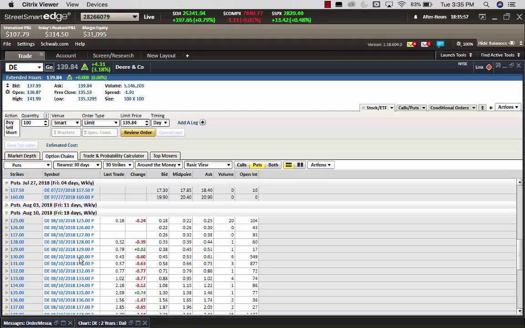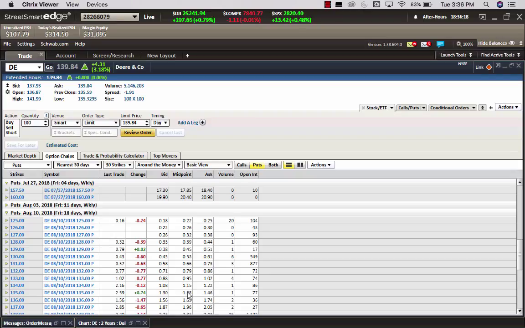So this is nice. At 130, we could get paid about 53 cents. So 10 contracts, we get paid $530. And I'd probably put a stop loss in here at about 25 cents. So the worst case is I'd lose $250, but I'd make $500. I always go for a 2 or 4 to 1 deal.